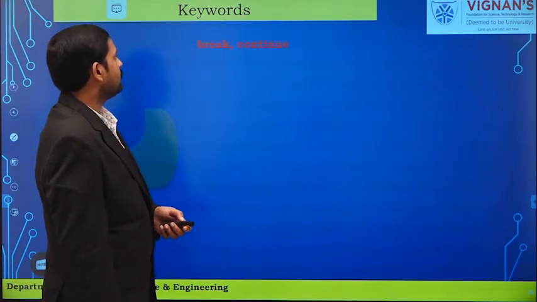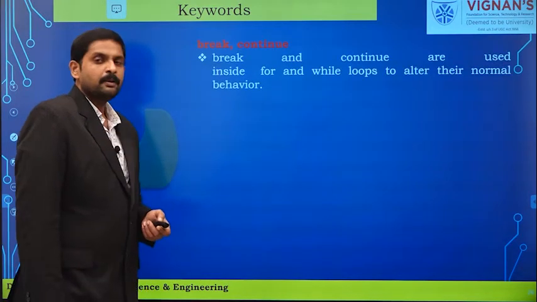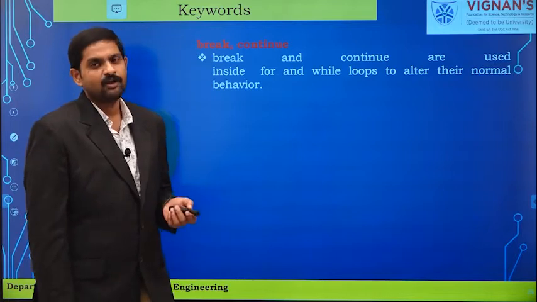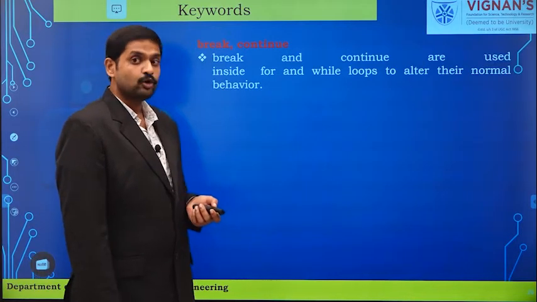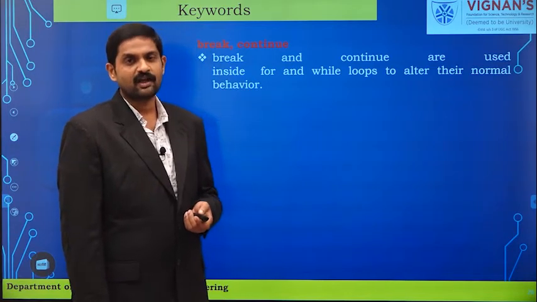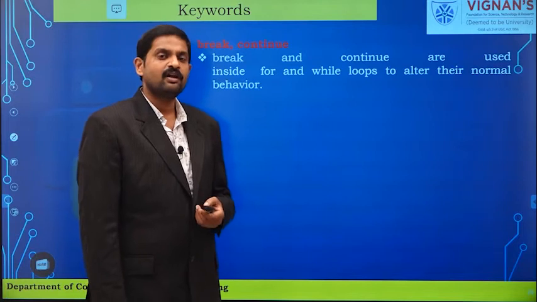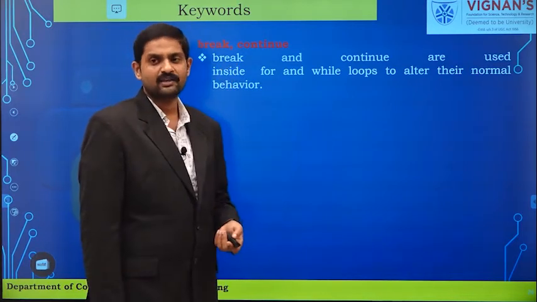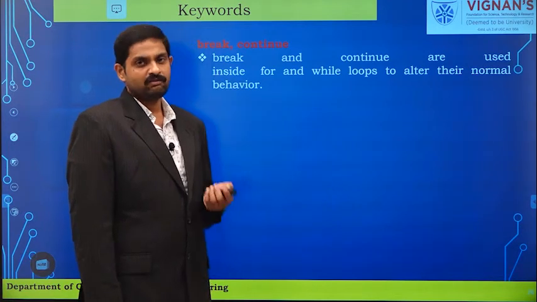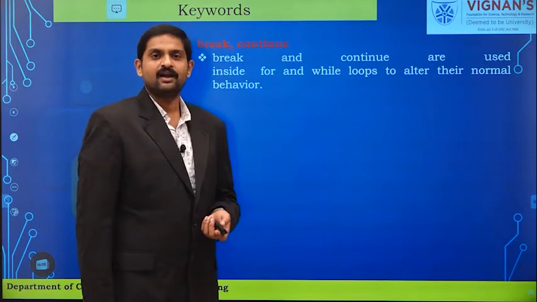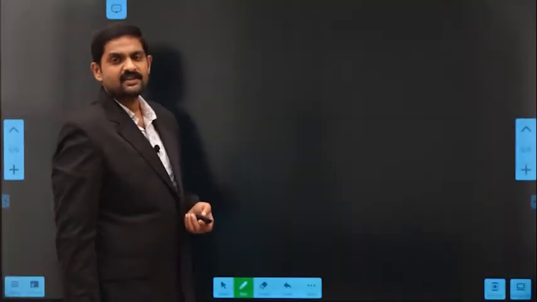Next, break, continue. Break, continue are the two keywords used inside the for loop and the while loops to alter their normal behavior. To alter the normal behavior of the for loop and while loop, we will use the keywords break and continue. Okay. We will see small examples for the keywords break and continue also. First, we will see the example on the keyword break.